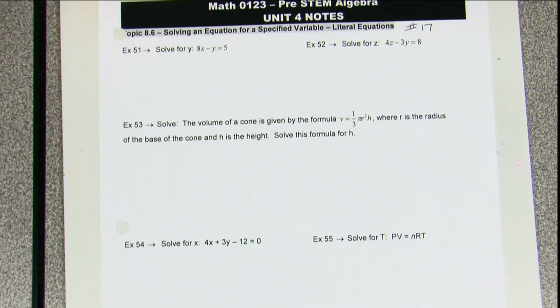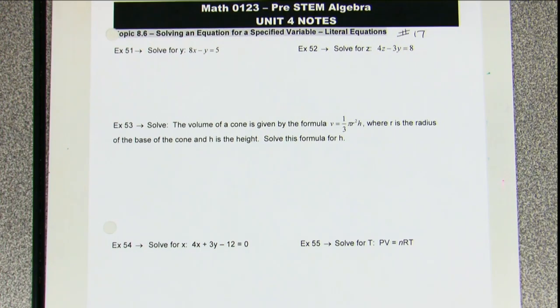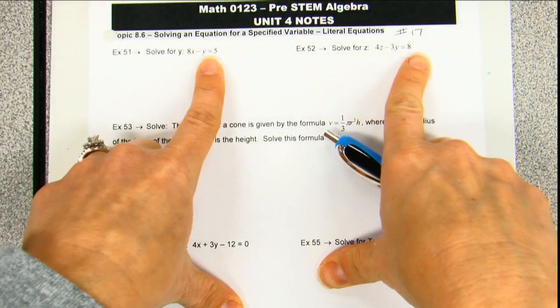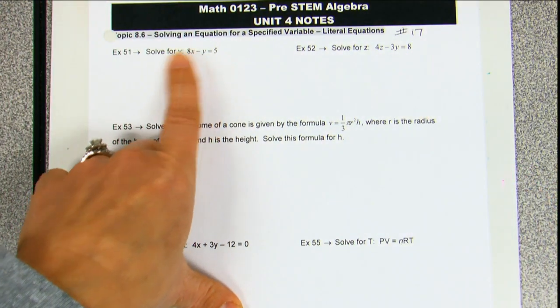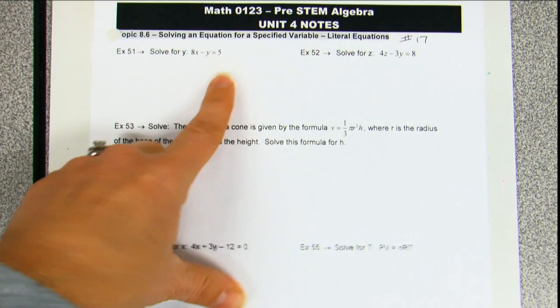This is your lecture for topic 8.6, solving an equation for a specified variable, literal equations. We did do this in a previous unit where it just looked like these types of problems where you just had two variables, generally x and y. So hopefully this will be a little bit of a review as we move forward.